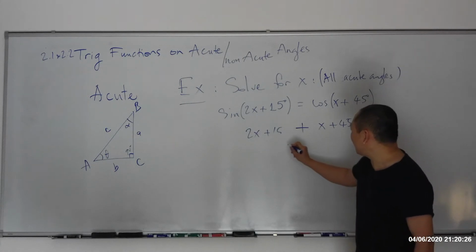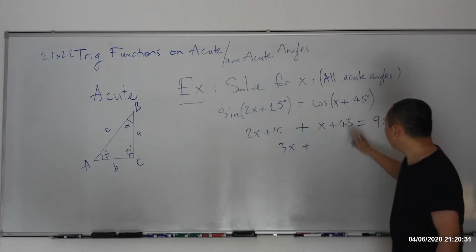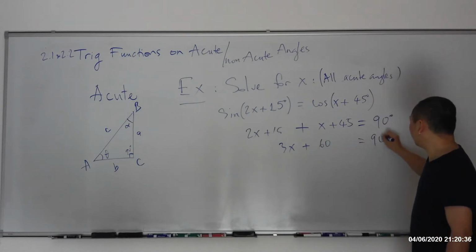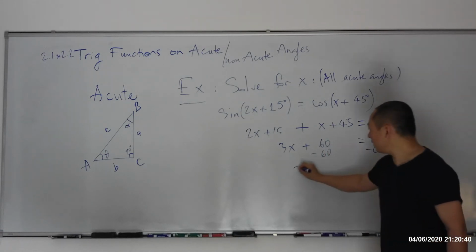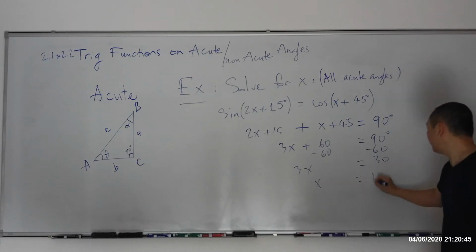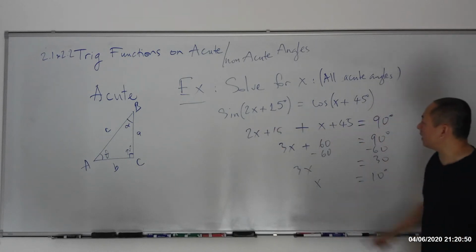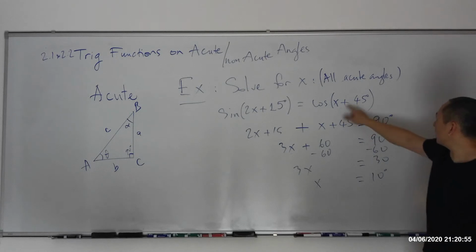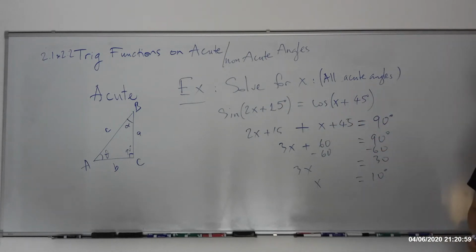So let's combine the terms. That's better. 2x plus x is 3x, and 15 plus 45 is 60. Now it looks right, equal to 90 degrees. So you subtract the 60 on both sides. We have 3x is equal to 30 degrees. So x is equal to 10. Now it's right. 10 times 2 is 20, plus 15 is 35. 10 plus 45 is 55. So sine of 35 equal to cosine of 55. Now that is right.